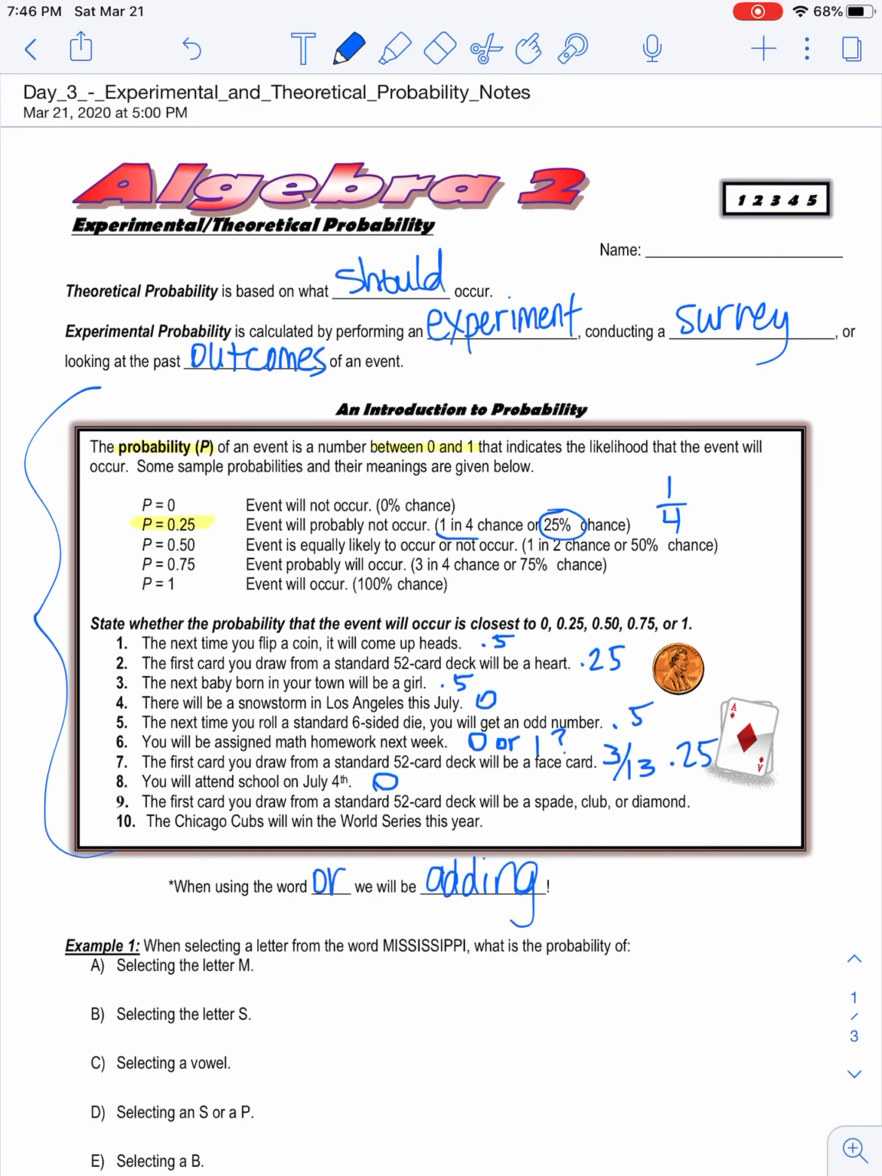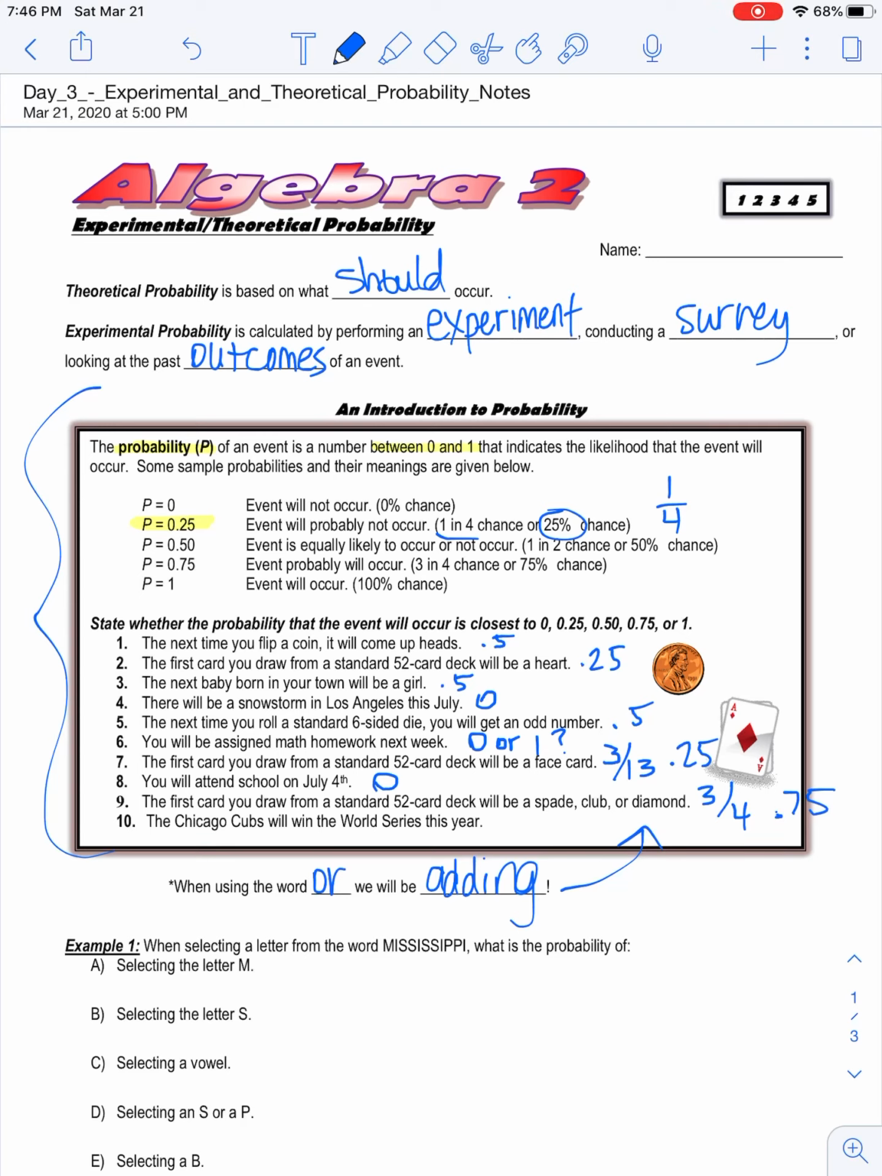The first card you draw from a standard 52 card deck will be a spade, club, or diamond. So like it says down below, we're adding. Spade, club, or diamond is 3 out of the 4 suits. That's closest to 0.75. It's exactly 0.75.